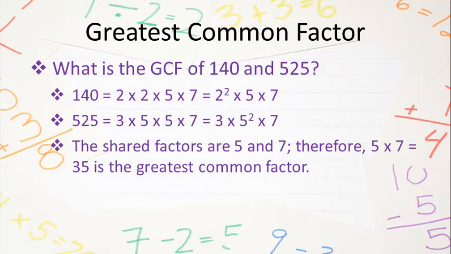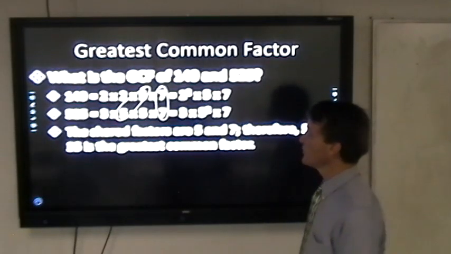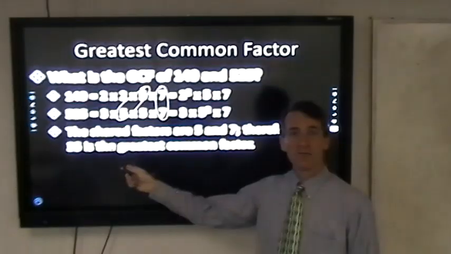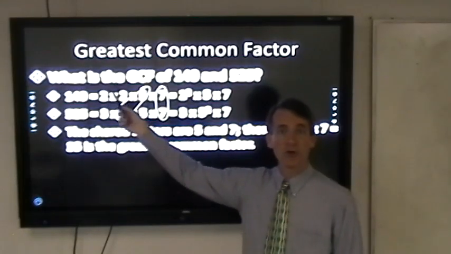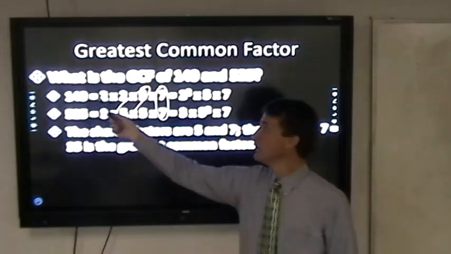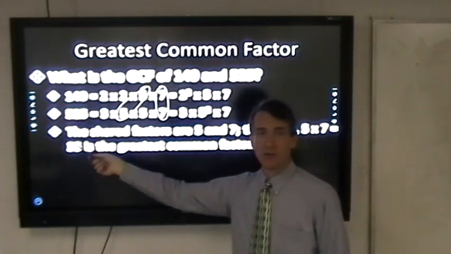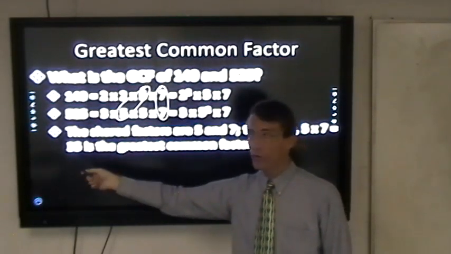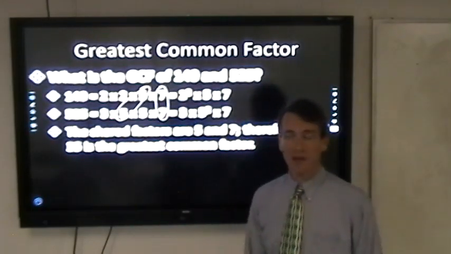Again, if I take my original number of 140 and I divide by 35, I end up getting a factor of 4. Well, 2 times 2 is 4, so the only factors that I didn't use to find my common factor, when I multiply them together, give the quotient I get when I divide my original number by my greatest common factor.